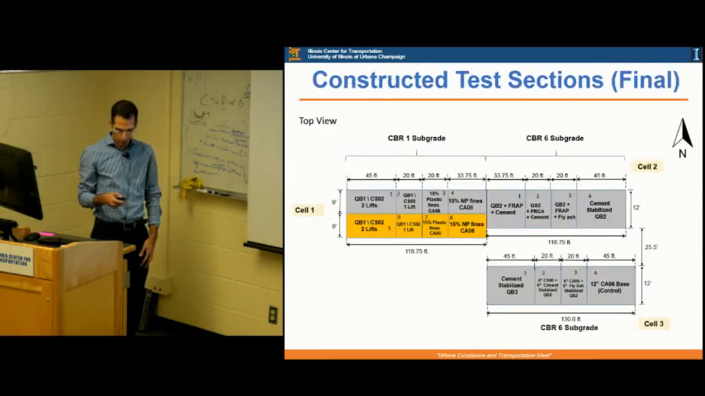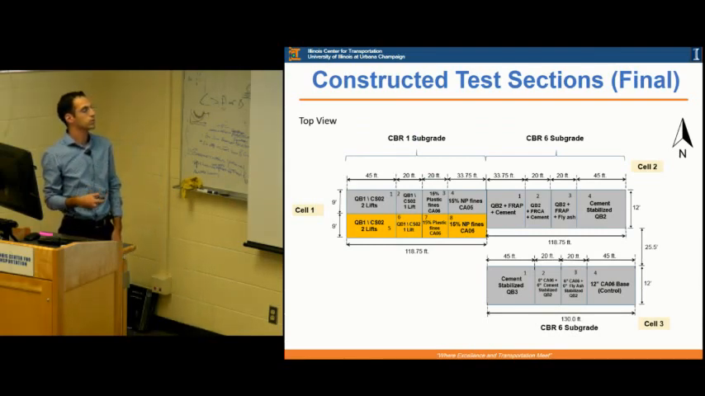So in total, this is a plan view or top view of the constructed test sections as they were constructed in the field. So we have 4 different cells here. We have cell 1. The north side is the HMA paved sections. The south side is the construction platforms. Cell 2 and cell 3 have the stabilized quarry byproduct sections. Cell 1 is built on a CBR1 very soft subgrade, and cells 2 and 3 are built on a CBR6 subgrade.